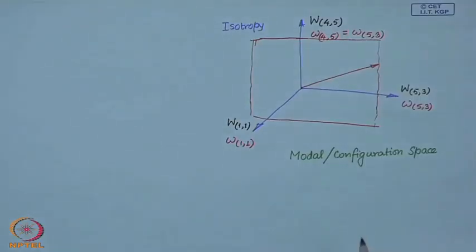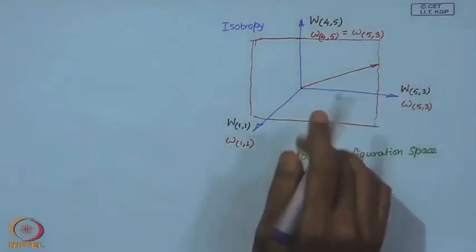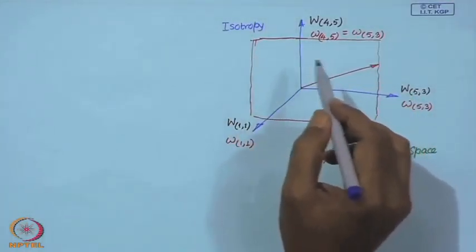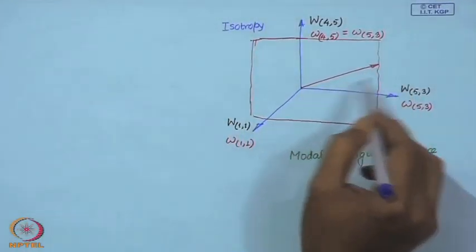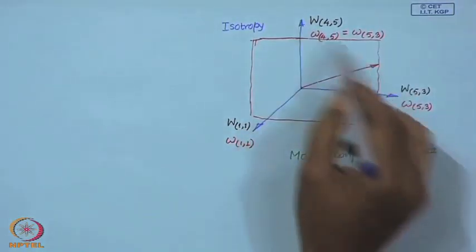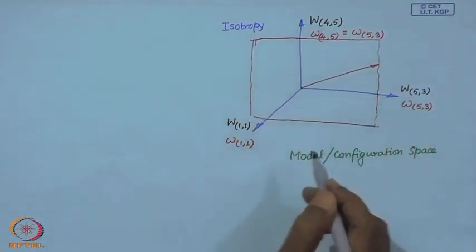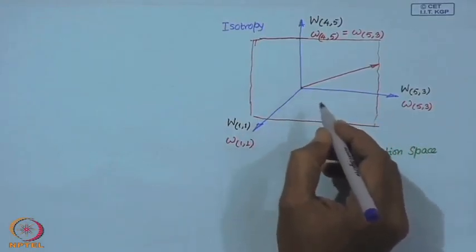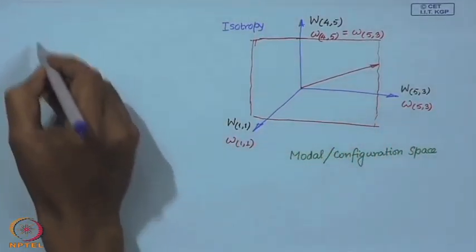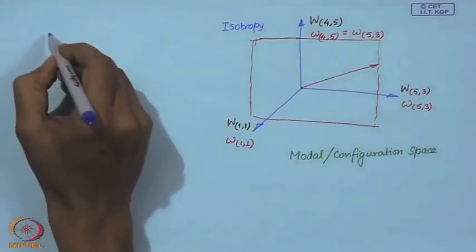So, this property is completely missing in the case of strings. In strings, for example, we do not have modal degeneracy, we do not have this property at all. So, this is one distinction of a membrane from a string. Once again, this function space which is spanned by these two eigenfunctions, the membrane dynamics is isotropic in this. So, imagine that you are exciting this membrane close to omega 5 3.